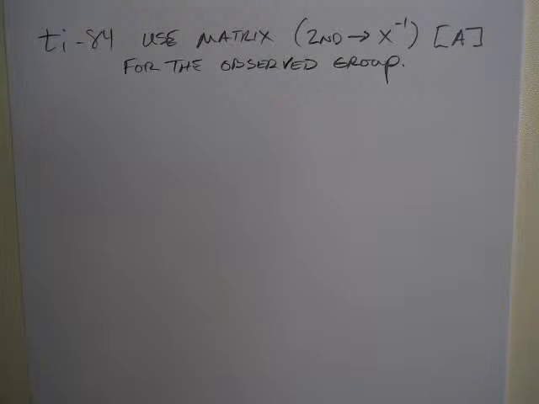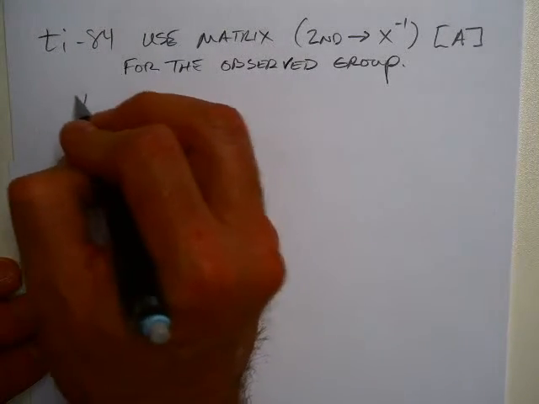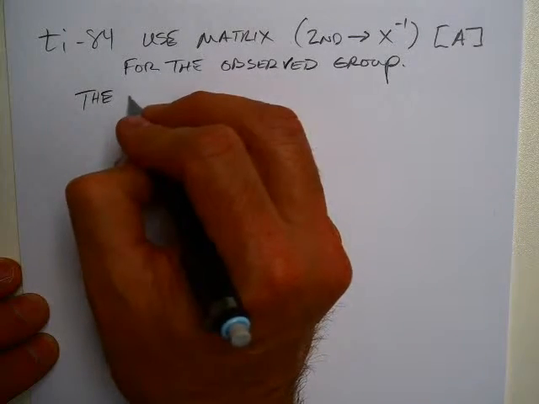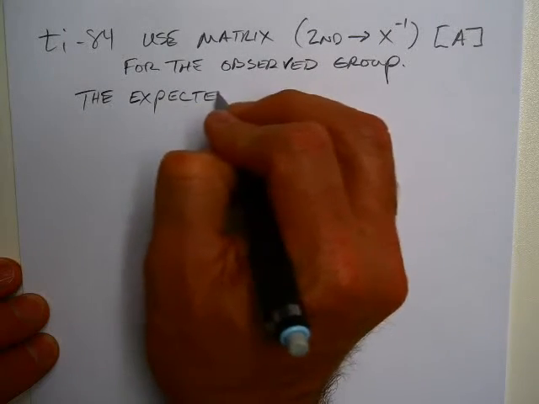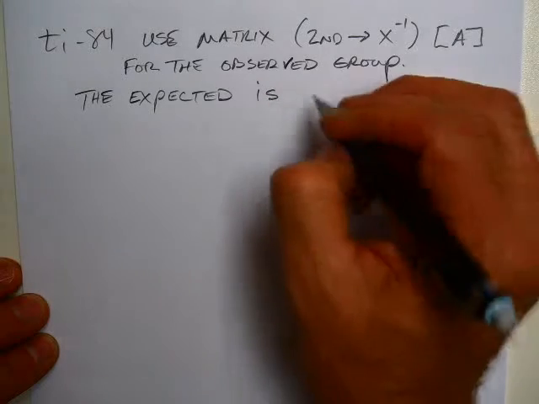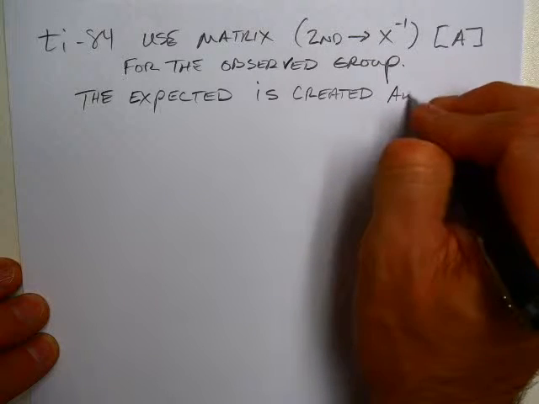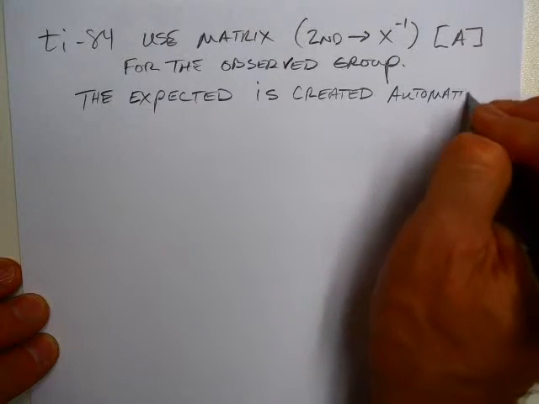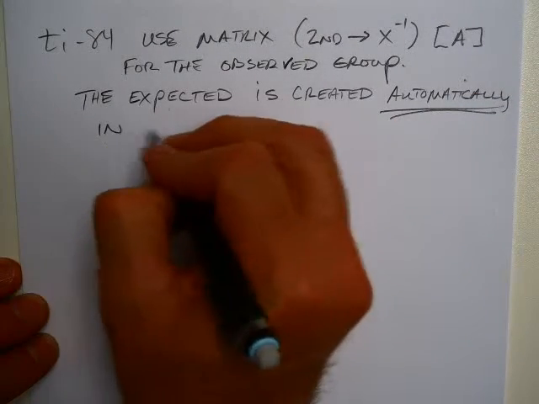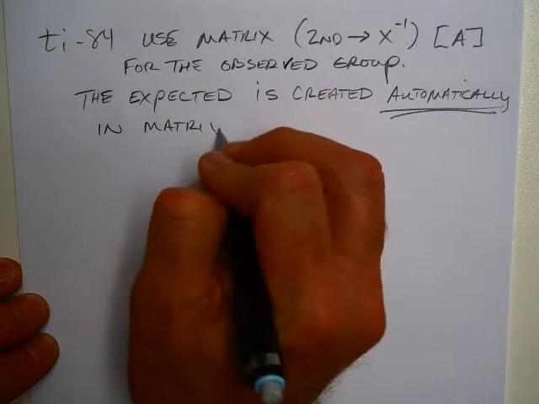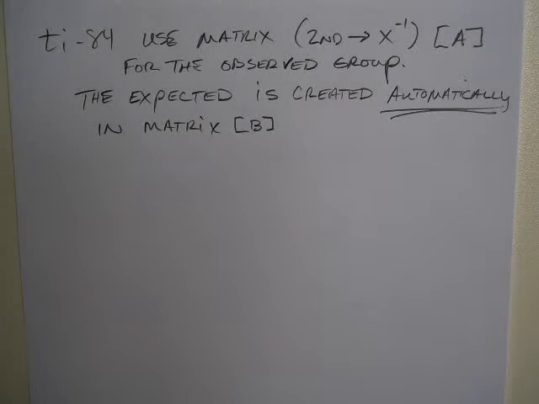I know it, if I look it up, sure. Okay? So the expected, why would I do extra work if I don't expect you to do it? The expected is created automatically in matrix B, or wherever you tell it. Usually it's B. Okay? Sort of the default.